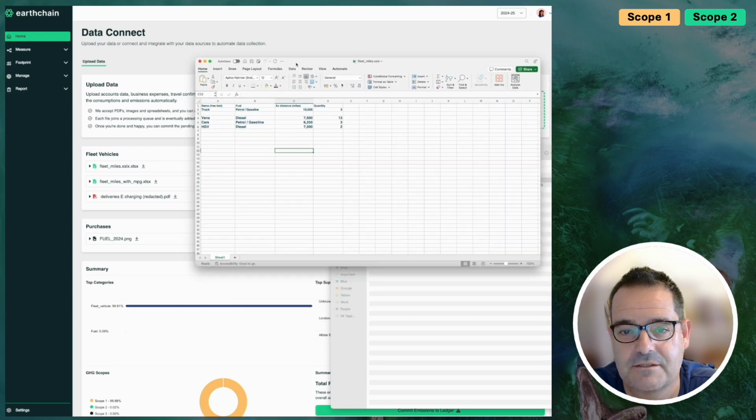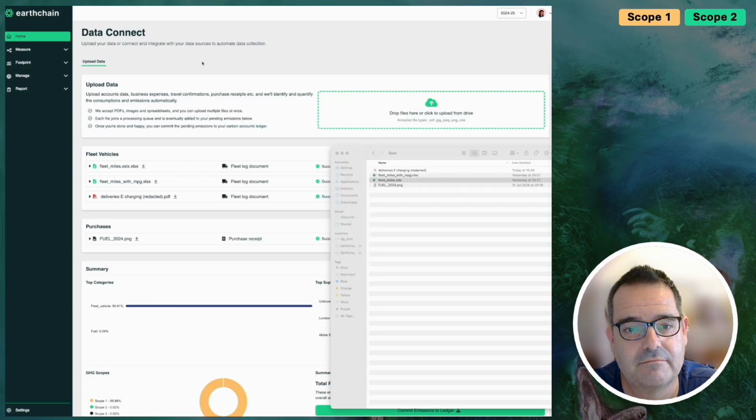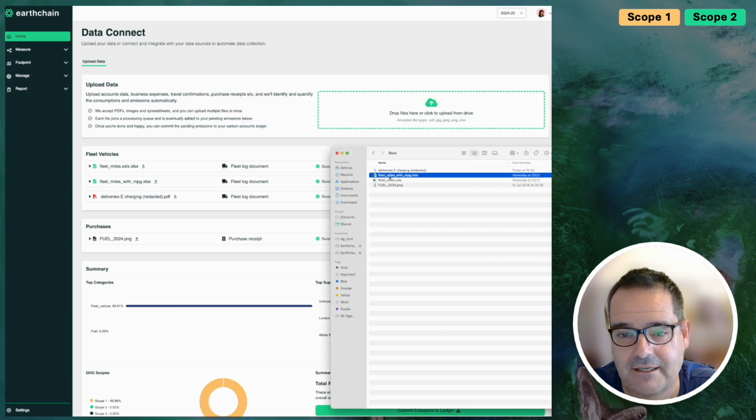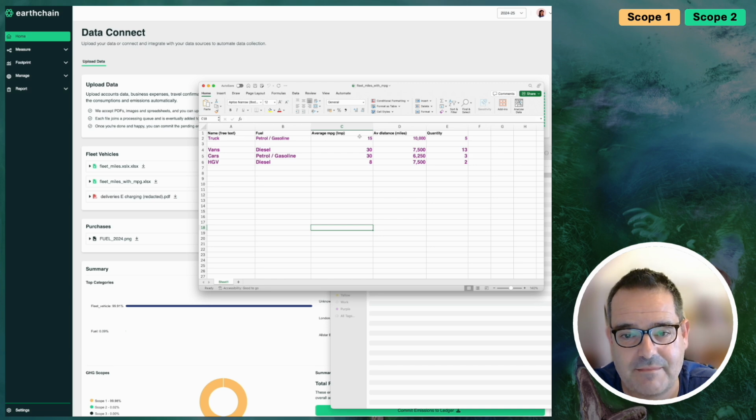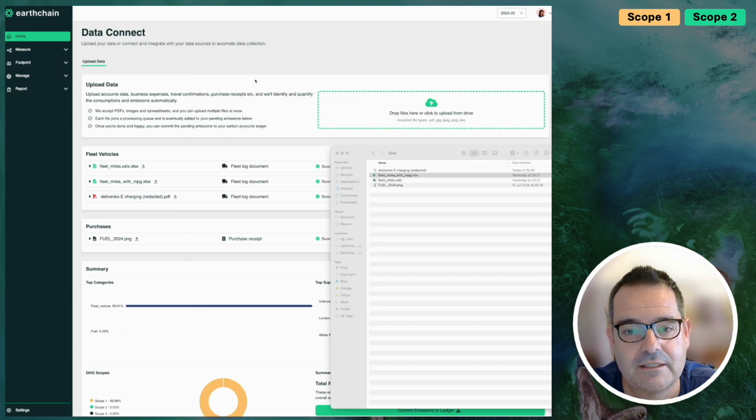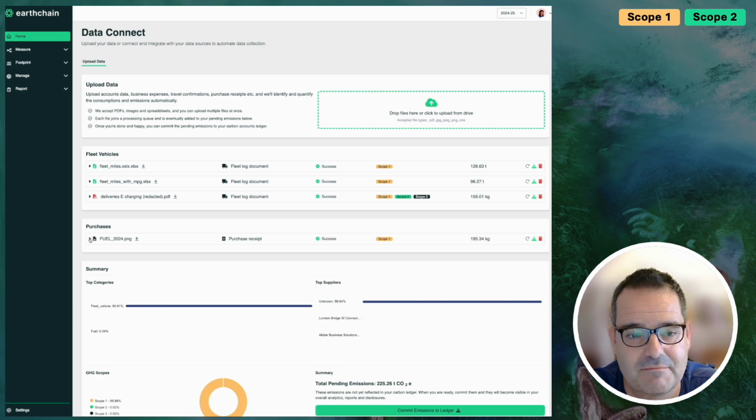This one is a customer distance log, so mileage log. The format doesn't really matter. We can deal with unstructured data in Earthchain. And this one is the same thing, but this one includes the miles per gallon figures for those types of vehicle as well. So they've been processed in the meantime by the Earthchain platform.